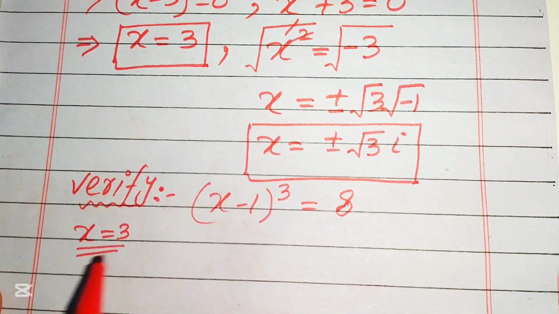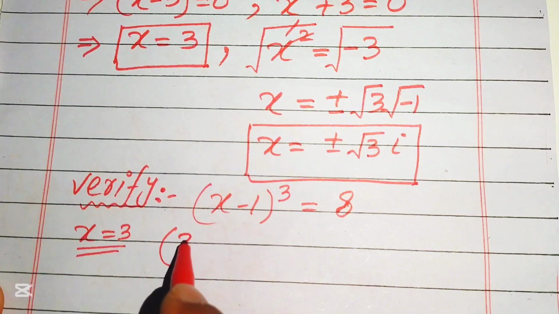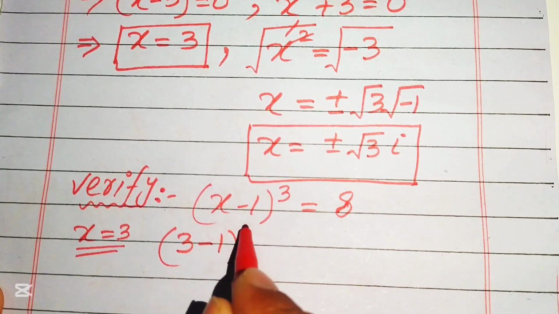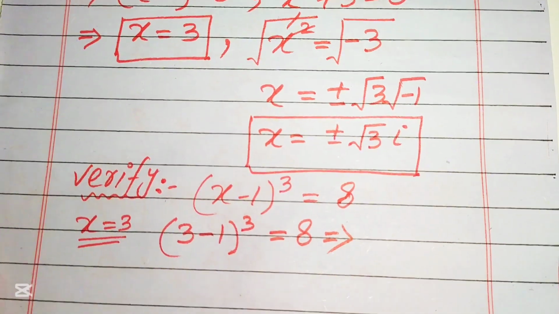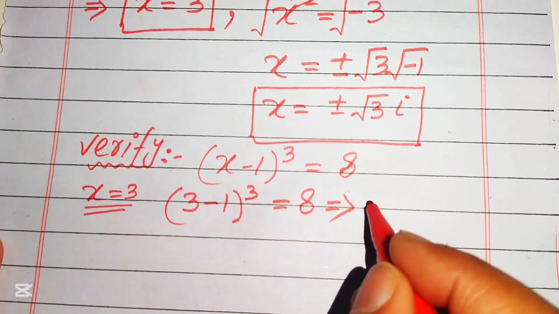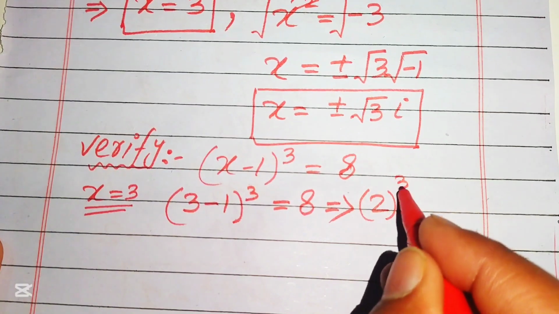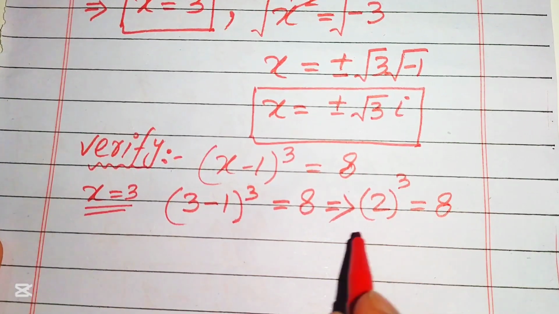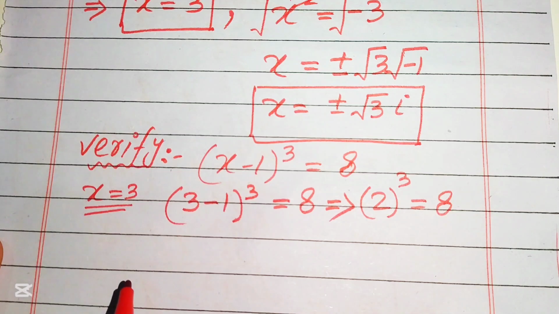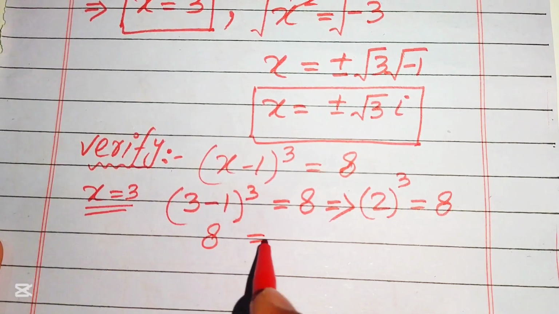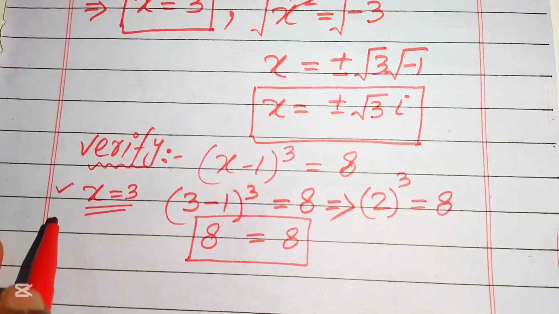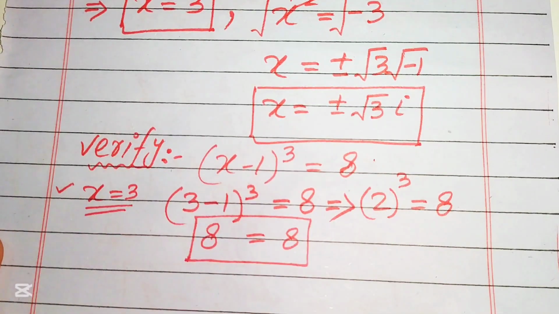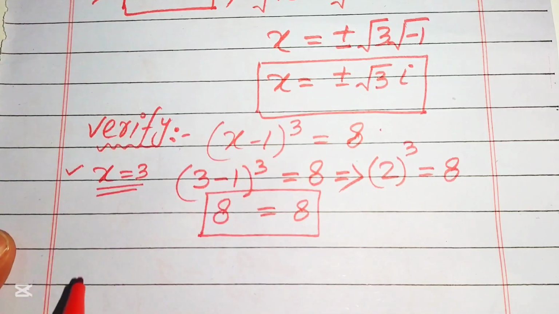When you substitute x = 3 here, it will be written as (3 − 1)³ = 8. So this implies that 3 − 1 = 2, 2³ equals 8. Here clearly you see that 2³ is equal to 8 and 8 is equal to 8. So this shows that the value x = 3 satisfies the given question statement. So the first root satisfies the given question statement, and now we can check the second root.